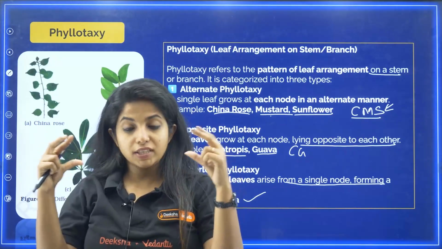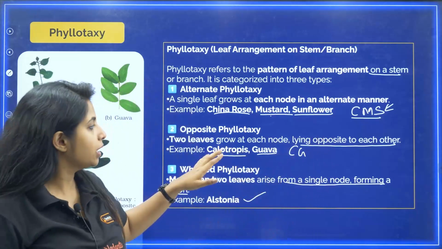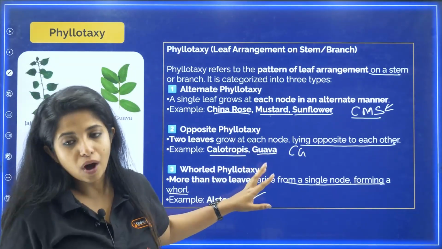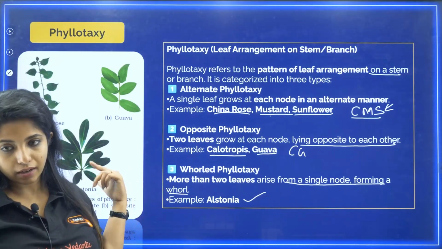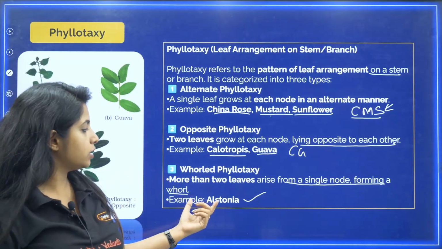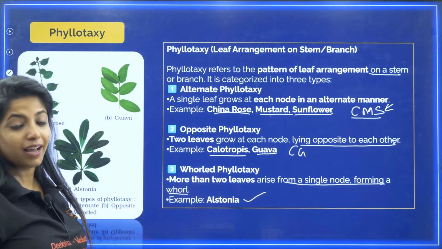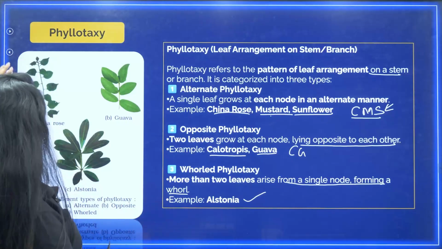Okay, opposite, facing towards each other. So leaves grow at each node lying opposite to each other. You can find this in calotropis and guava. Now we have whorled phyllotaxy, where more than one leaf arises from a single node, forming a whorl. This is found in Alstonia. All of them, you can remember Alstonia. Either way, so many of them are there.